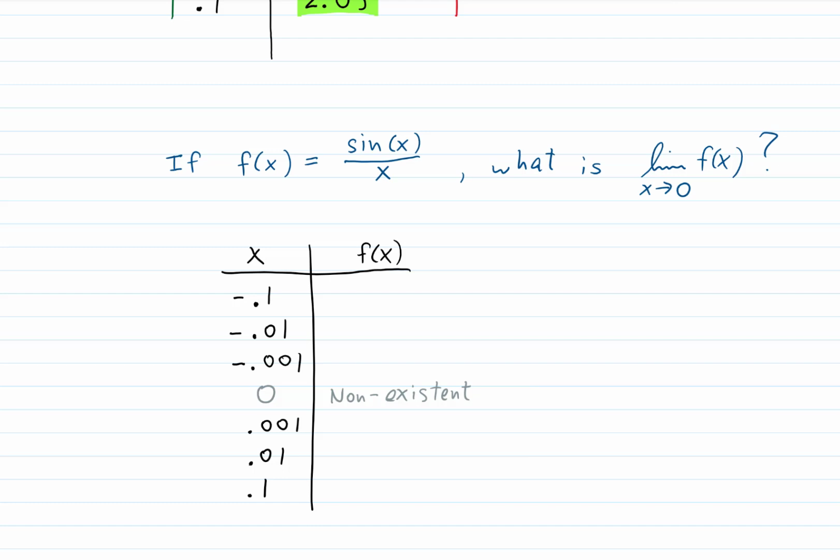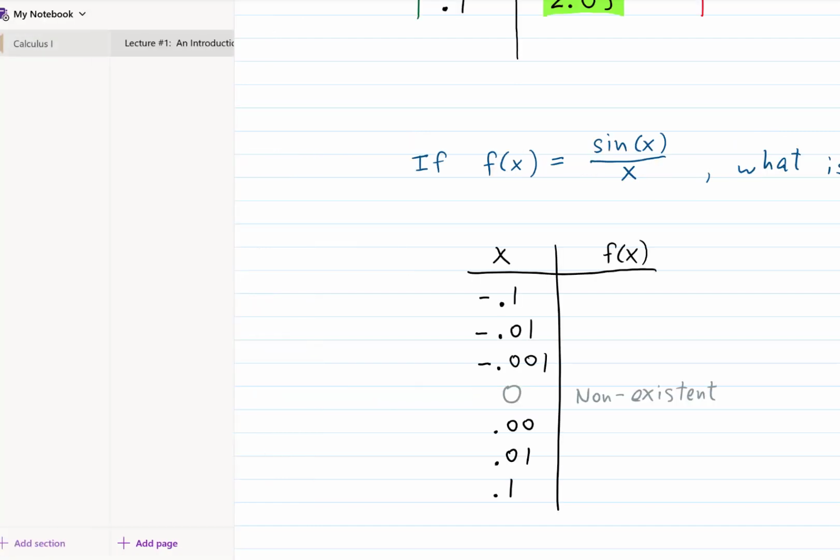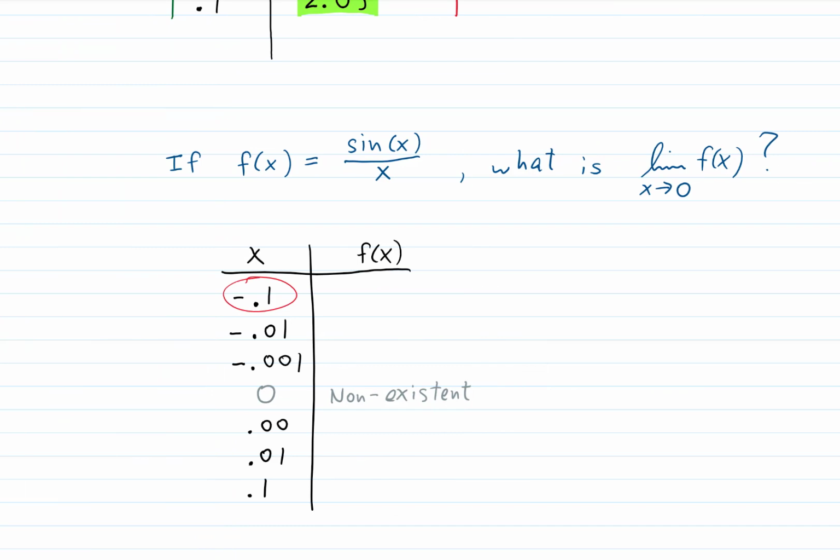I'm going to plug in this guy right there into f. So sine of negative 0.1 divided by negative 0.1, and here's what I'm seeing on the screen. I'm getting 0.998334. How many decimal places do we need to write down? Well, there's no rule about that. Just write down what you think is a good idea. You can do more than that if you want, but 6 decimal places is probably pretty good.